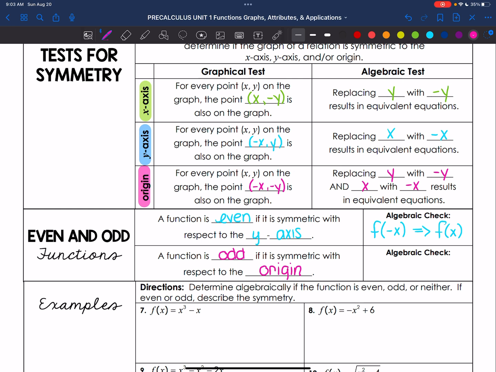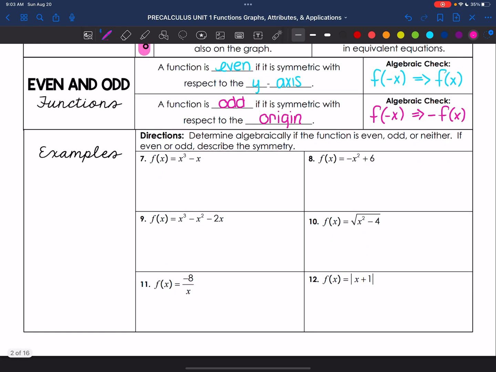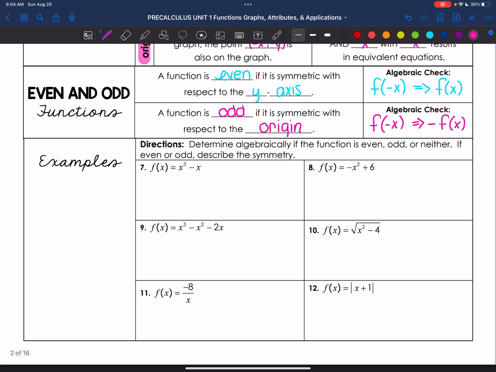And how do we check this? Well, if we take our function at the opposite of x, we should get a function where everything is opposite of the original function. So now let's look and see if we can take these ideas and apply the test to see if our function is even, odd, or neither of those classifications. And then we're going to describe what type of symmetry we are seeing.